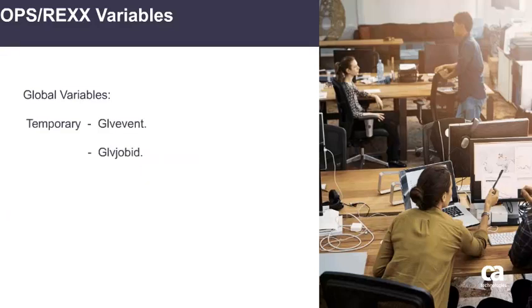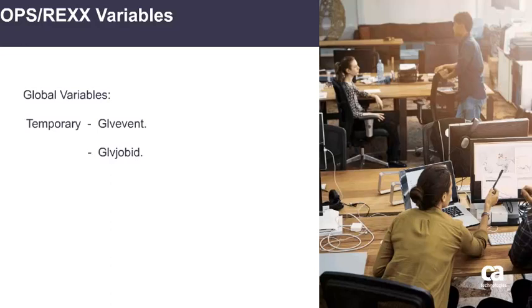Ops MVS provides two types of temporary variables that are available for the life of an Ops MVS event and for the life of an address space. The GLV event variables are available for the duration of an event and then are deleted after the event they were created in has completed processing in Ops MVS. The GLV job ID variables are available for the duration of an address space and then are deleted after the address space that they were created in has ended.